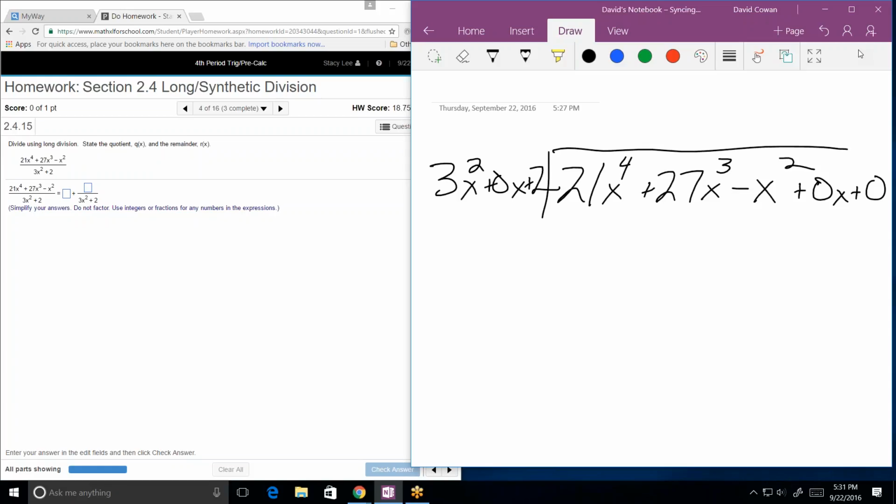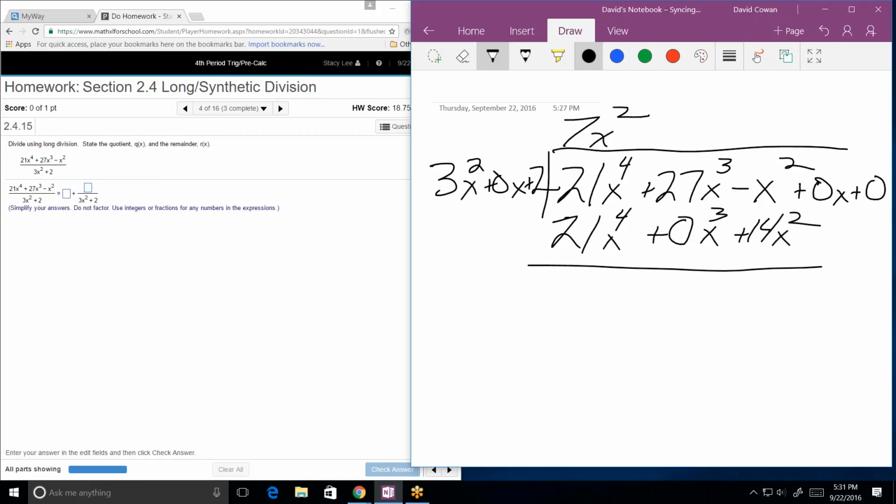Yeah, hi Stacy. Okay, 7x squared. Okay, cool. And you put all the dummy variables in both the divisor and the dividend? Yes. Okay, so let's multiply that. We get 21x to the 4th plus 0x cubed plus 14x squared.